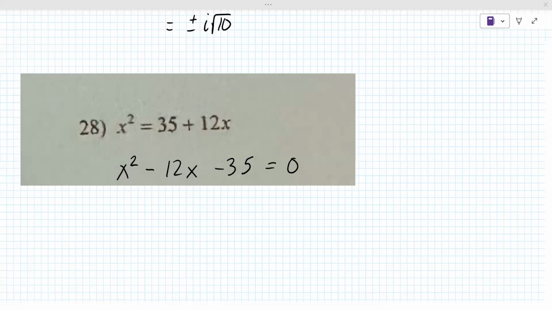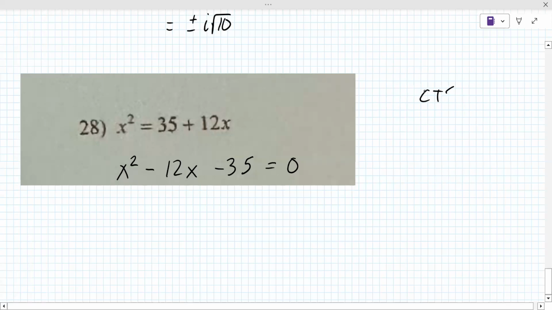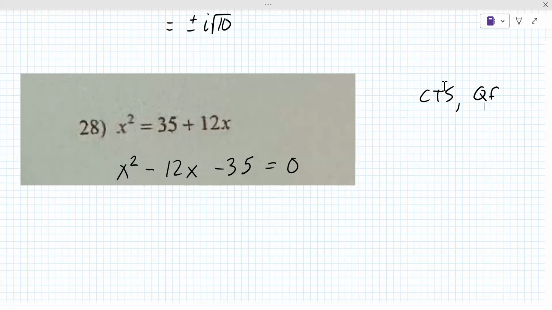35 doesn't have a square root. Probably solved by completing the square, or the quadratic formula. This one would maybe be worth considering just to try it out if you wanted. I think probably completing the square would be easier though, right? It is. Yes. So if you're comfortable, probably completing the square.